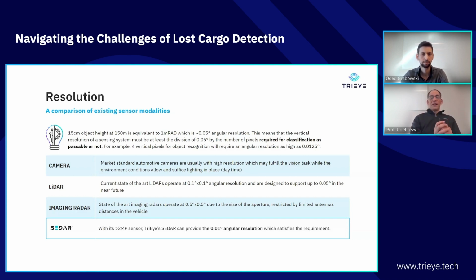Going to the CEDAR platform, we are talking about 2 megapixels, and this is why TRIA CEDAR can provide the 0.01 degree angular resolution, which is really needed for the lost cargo use case.